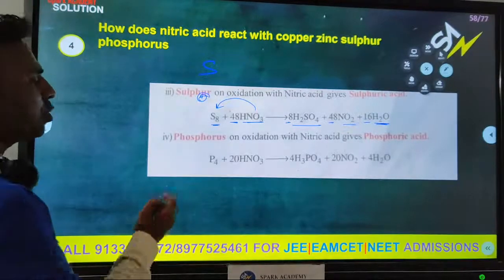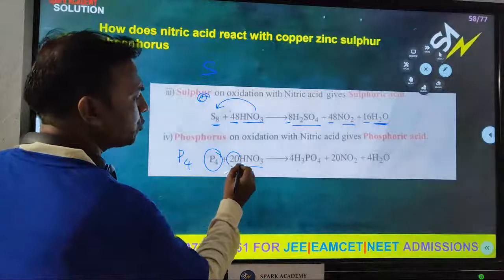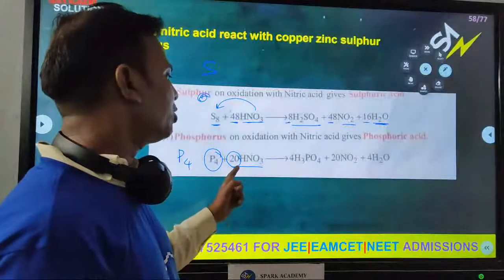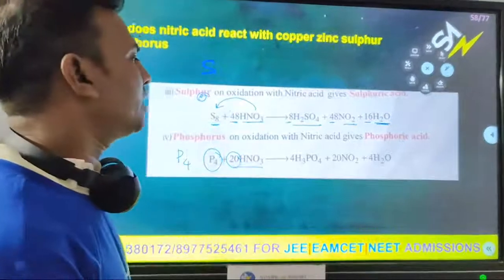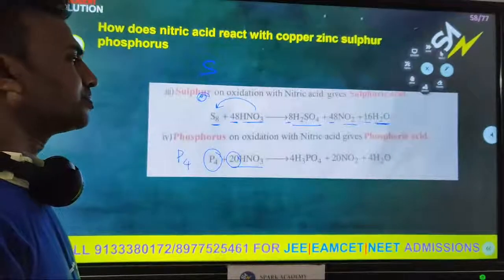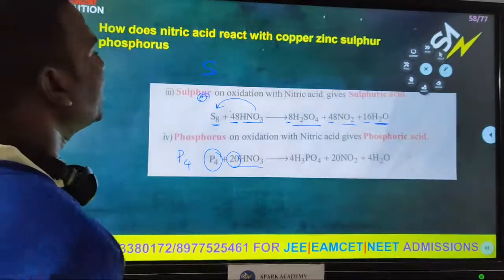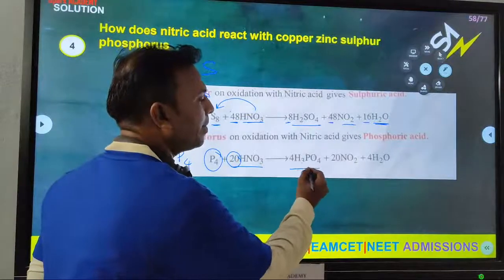Now phosphorus. What is the atomicity of phosphorus? 4. See, reacted with HNO3. How many moles? 20. So here H3PO4 4 because phosphorus is there. Nitrogen 20. So hydrogens, 4H2O. So hydrogens here also there, there also there. Here 12, there 8, yes total 20 hydrogens. So in this way sulfur with nitric acid reaction is also possible. Result is sulfuric acid. With phosphorus also possible. Result is phosphoric acid.